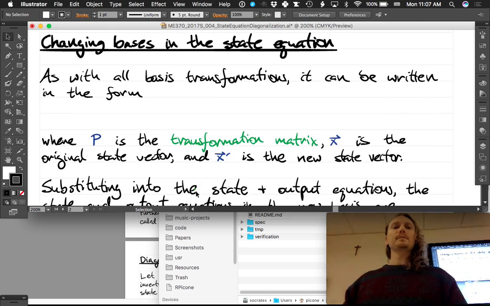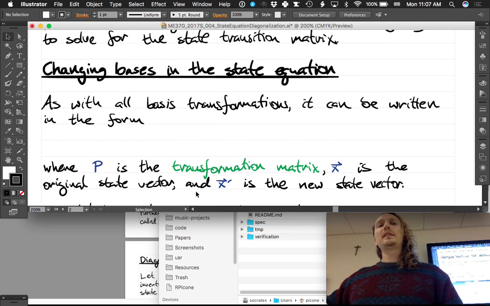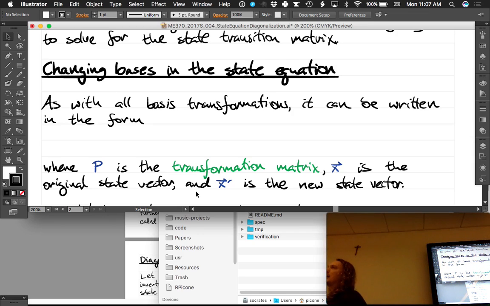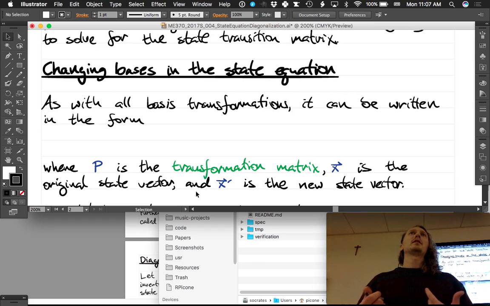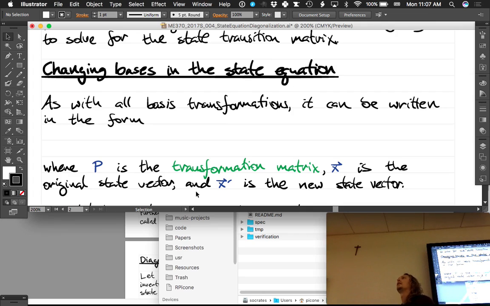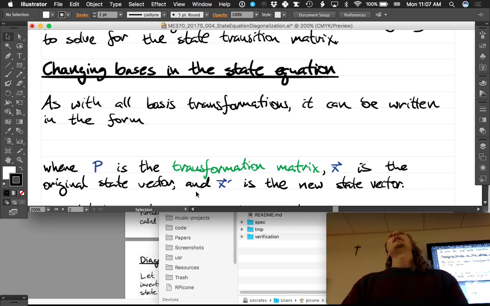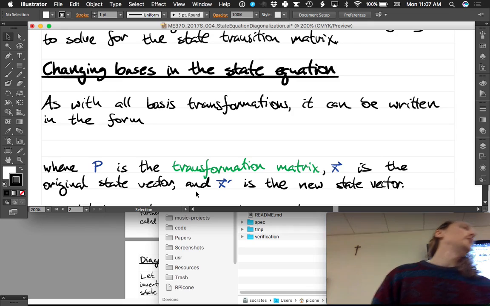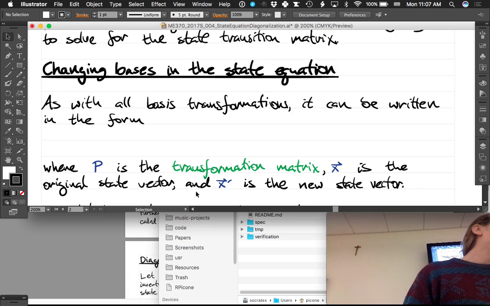So the first thing that we need to learn how to do is to change bases in the state equation, just period. So if we have a state equation, we want to be able to change bases. Well, we probably talked a little bit about this, but changing a basis for any vector space, or for any vector, is pretty easy, and we're going to learn how to do that.